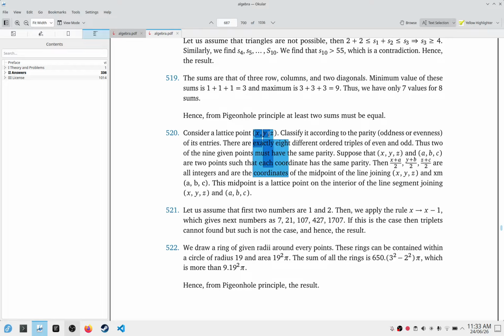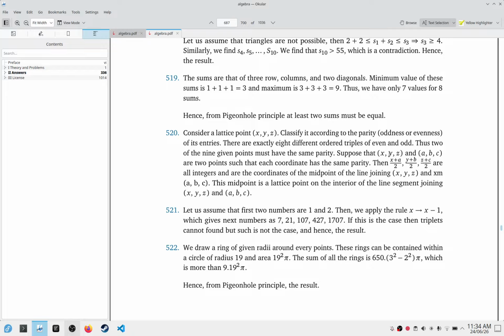How did we get 8 here? Each coordinate can be odd or even, so there are 2 choices. 2 to the power 3 is 8. Suppose that x, y, z and a, b, c are 2 points such that each coordinate has the same parity. Then (x plus a)/2, (y plus b)/2, (z plus c)/2 are all integers and are the coordinates of the midpoint of the line joining x, y, z and a, b, c. This midpoint is a lattice point on the interior of the line segment joining x, y, z and a, b, c.